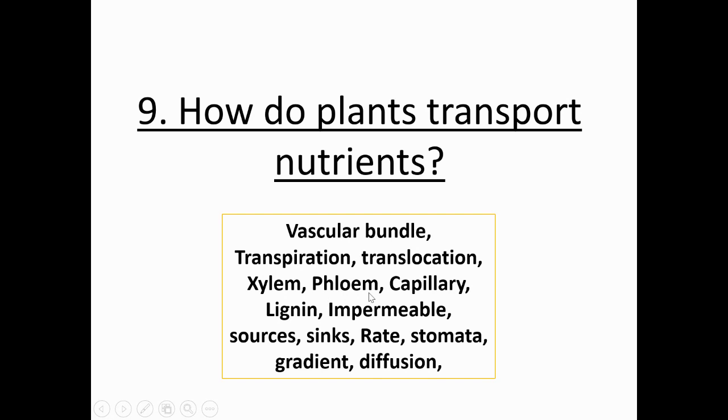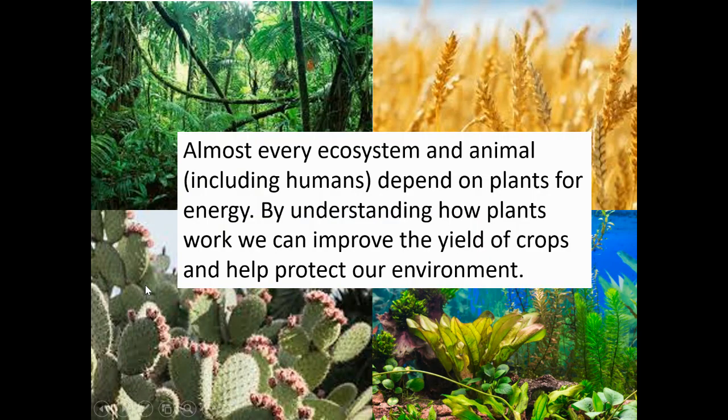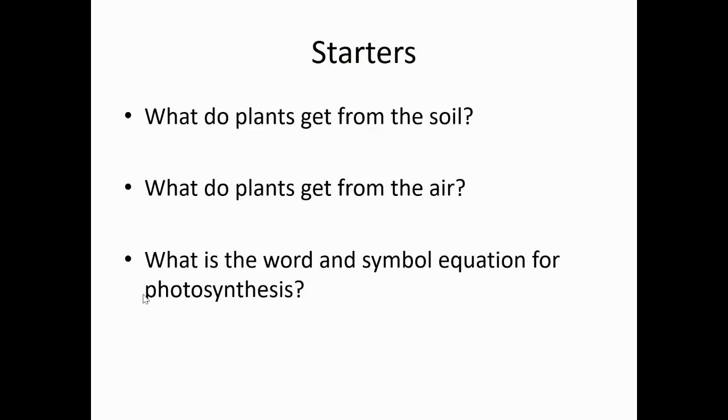Phloem is the vascular tissue for sugars. We've already looked at xylem, which is an example. So what are we doing? We are looking at the plant unit because almost every ecosystem and animal depends on plants for energy. By understanding how plants work, we can improve the yield of crops and help protect our environment.